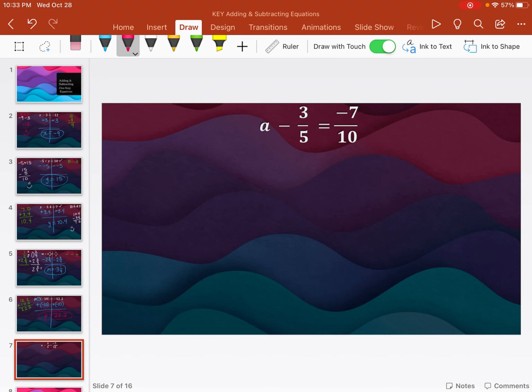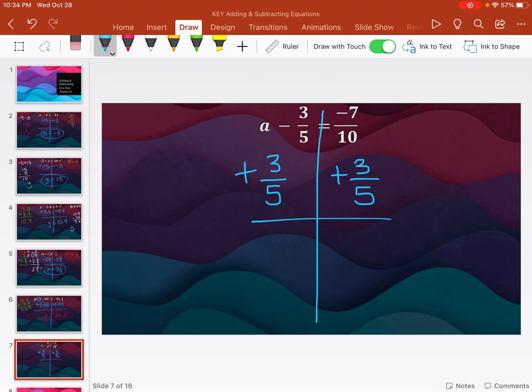All right, we're going to do one last one together. Go ahead and put your line down. Think about what operation we should be doing. So this is a minus 3/5. We want to do the opposite and add 3/5 to both sides.